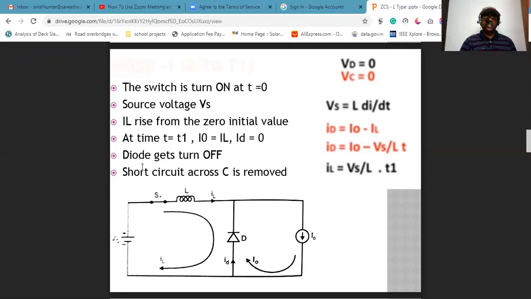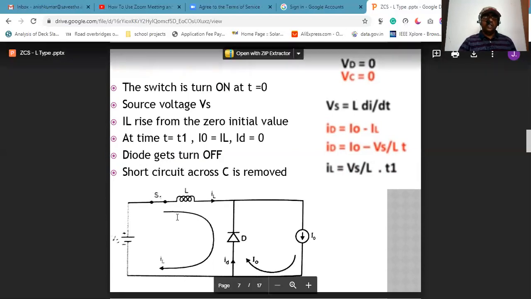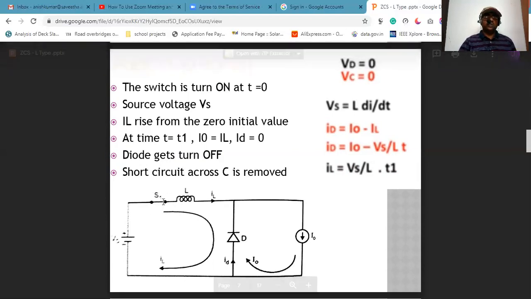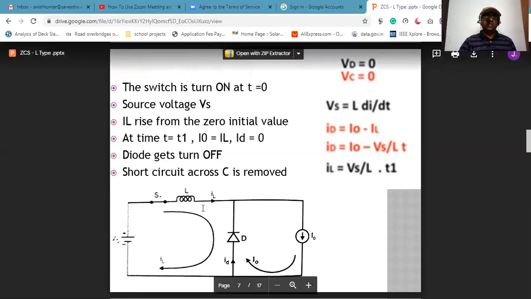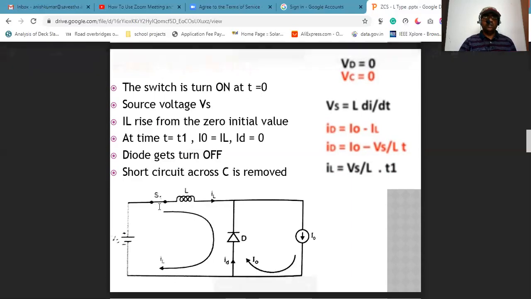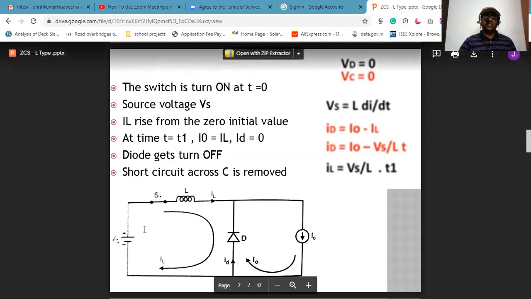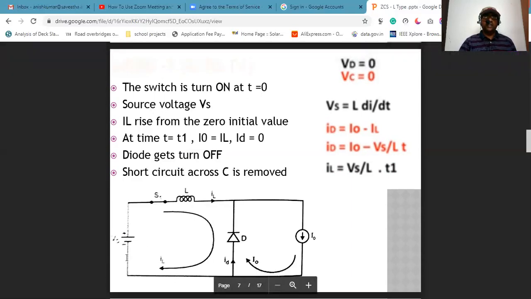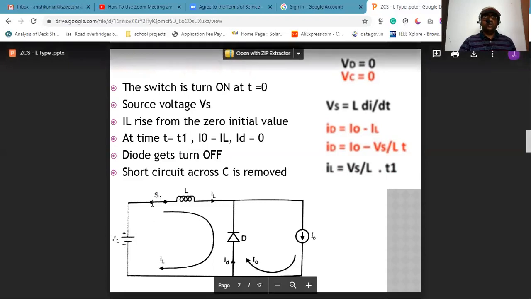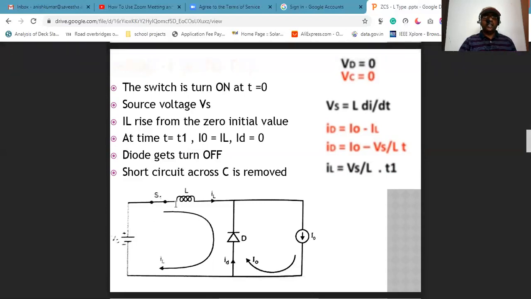At time t equal to 0, we have studied that initially the switch is open. But at time t equal to 0, the switch is closed. So the source voltage is Vs. Here, when the switch is closed, the IL current rises from its initial value of 0. The IL current will start increasing.